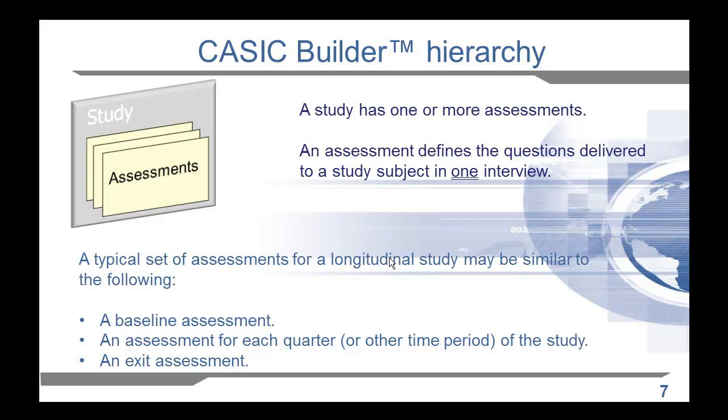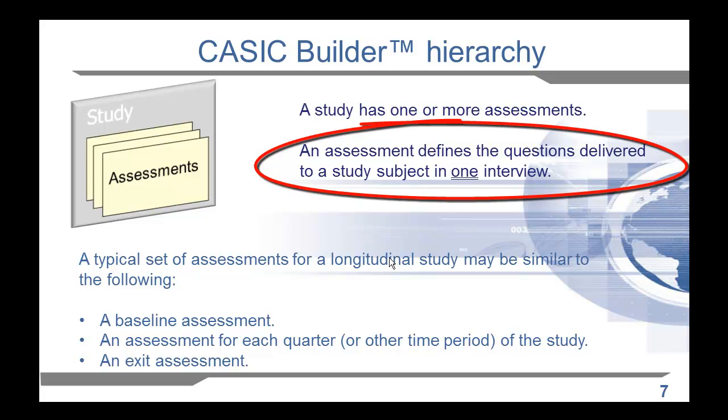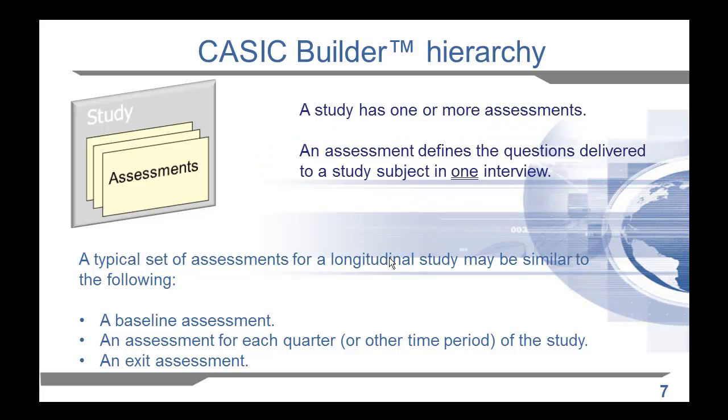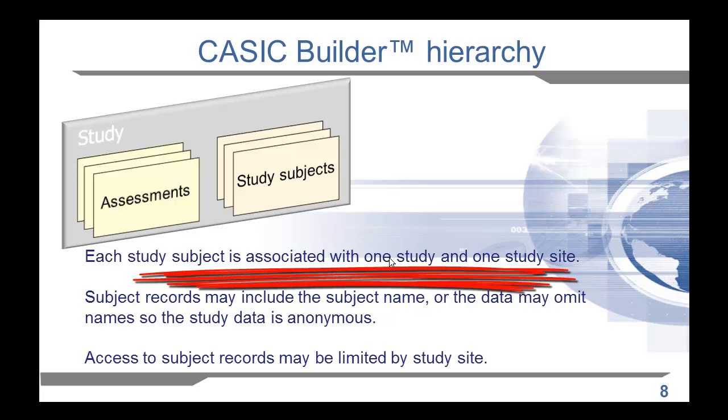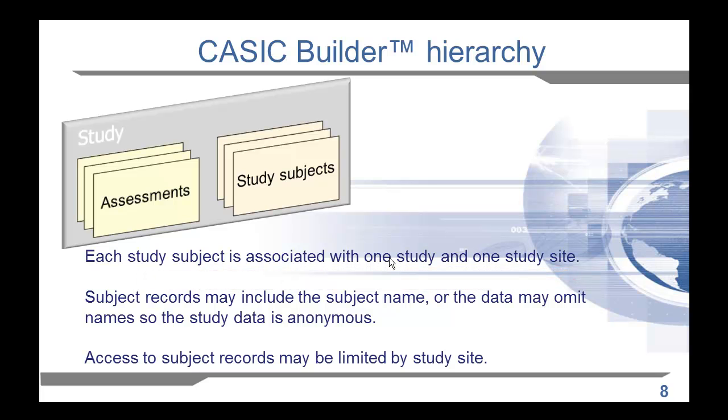A study has one or more assessments. CASIC Builder uses the term assessment to describe the set of questions delivered in one interview. There is no limit on the number of assessments that may be associated with a study. A 10-year study with biannual assessments would have at least 20 assessments. Each subject record is associated with one study and one study site. If the study has multiple sites, access to subject records can be limited by study site.